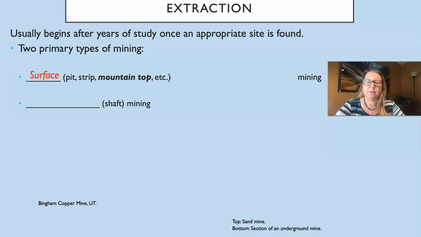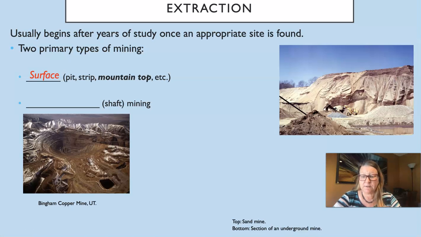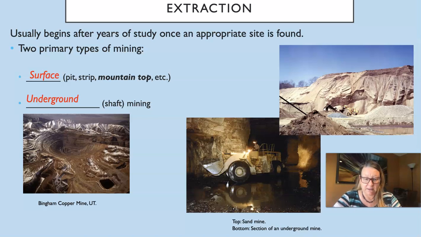Surface mining is sometimes called pit mining or strip mining or mountaintop mining. Here are some pictures of surface mining. And then underground mining, sometimes called shaft mining, is, as it sounds, underground. And here's a picture of an underground mine.